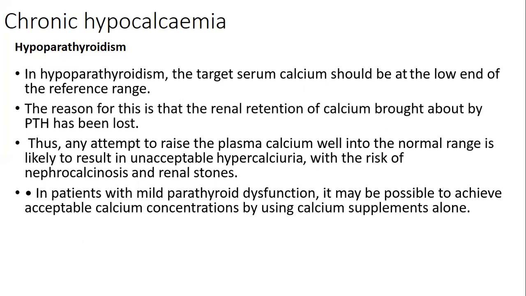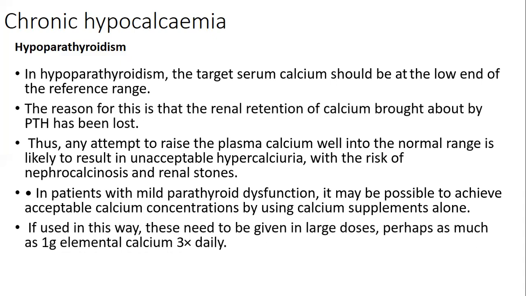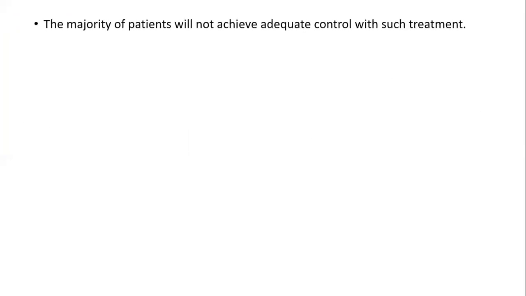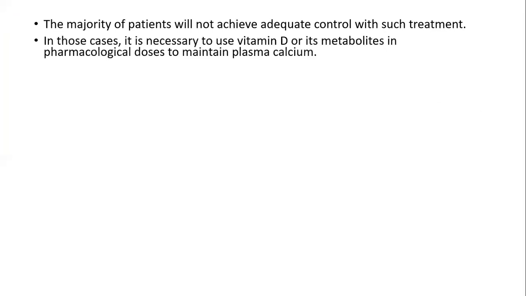In patients with mild parathyroid dysfunction, it may be possible to achieve acceptable calcium concentrations by using calcium supplements alone. If used in this way, these need to be given in larger doses, perhaps as much as 1 gram elemental calcium 3 times daily. The majority of patients will not achieve adequate control with such treatment. In those cases, it is necessary to use vitamin D or its metabolites in pharmacological doses to maintain plasma calcium.